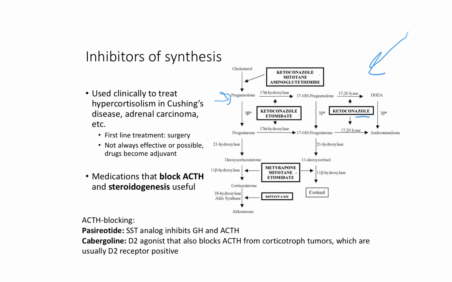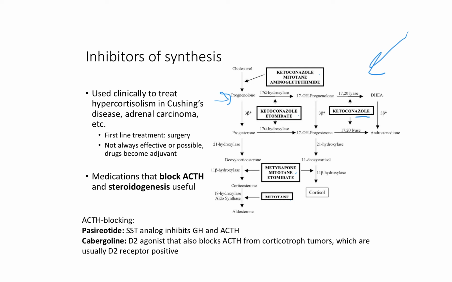Inhibitors are used to treat any kind of hypercortisolism like Cushing's or adrenal carcinoma. Remember, for these things, because they're almost always caused by some sort of adenoma or a growth, surgery is the first line therapy. Surgery isn't always fully effective, and not everybody is a candidate for surgery. So drugs become really useful as an effective agent or an adjuvant or additive agent in treatment.